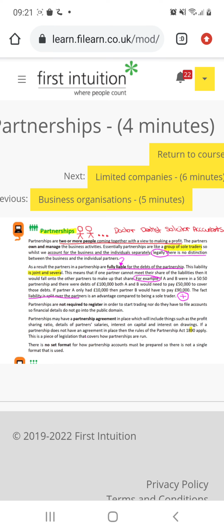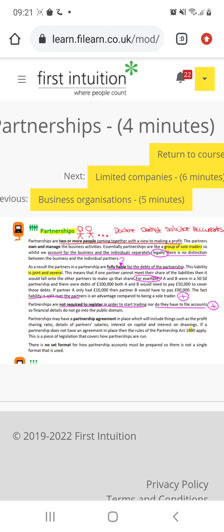A few things to note here. Very much like sole traders, partnerships are not required to register in order to start trading, nor do they have to file accounts. So financial details do not go into the public domain.